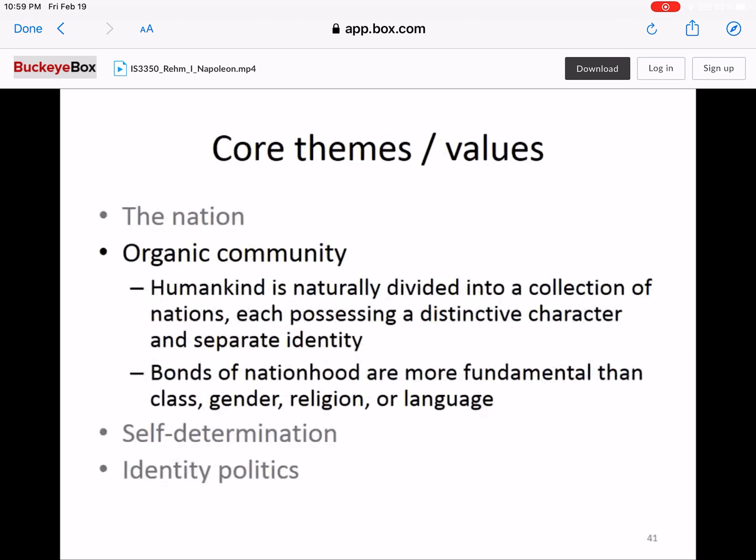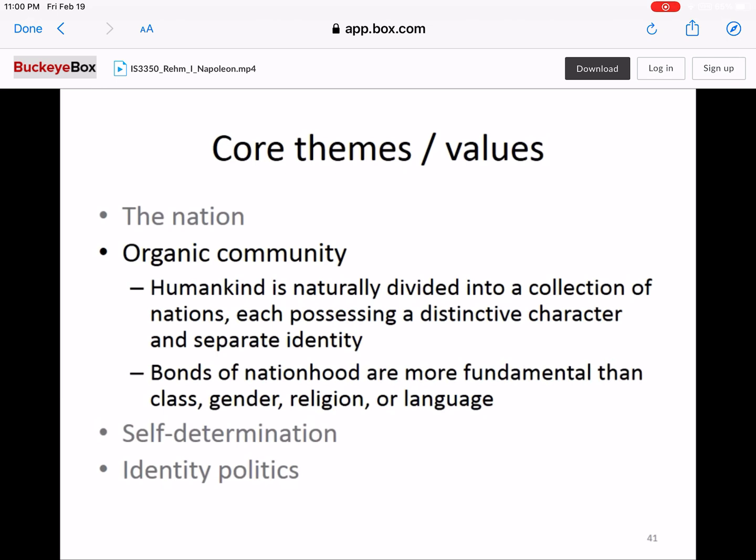The second core theme of nationalism is organic community. The basic idea is that humankind is naturally divided into nations, into a collection of nations, and each of these nations possesses their own national character. And you can see that very quickly this leads to stereotyping and leads to a comparison of characters and claims of superiority of one character over another. And we will see that nationalism fuels those comparisons.